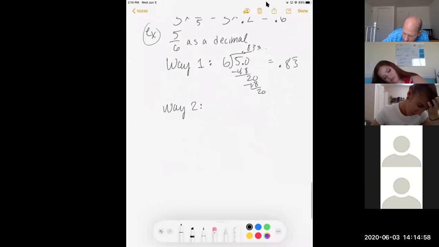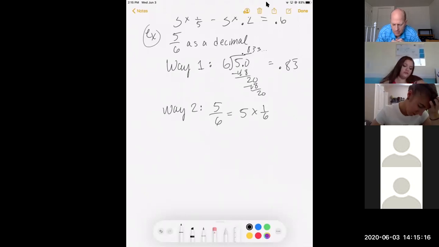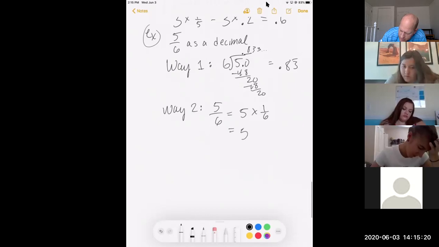Way two is like what I just showed you. 5/6 can be broken up into 5 × 1/6. Okay, what was 1/6? Anybody remember? We want to kind of memorize these unit fractions. It'd be helpful to do that, to do better mental math. What was 1/6, 0.16 repeating? Right, so 5 × 0.16 repeating.